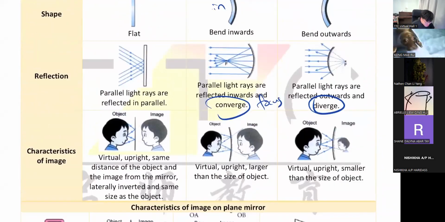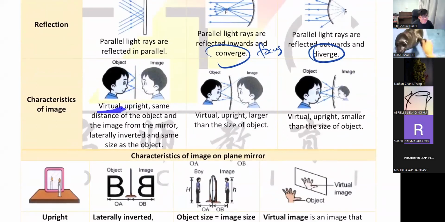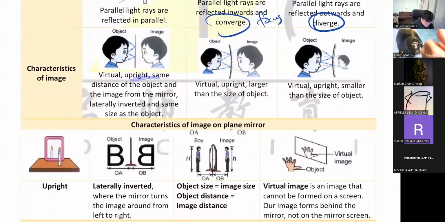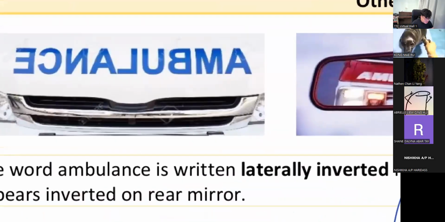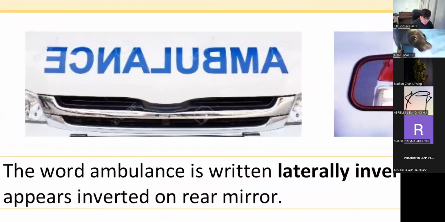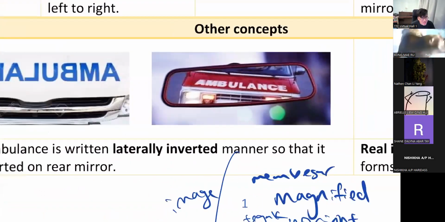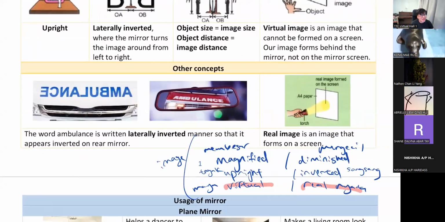So anyway, we look at mirror. They are virtual. They are upright. But they have no diminish or magnify. They are the same size. And then there's one more. They are laterally inverted. This is called songsang kiri kanan. That means they are not inverted this way, they are inverted this way. You know how an ambulance looks when it's on the car and when it's in your mirror, then it looks reversed. That's laterally inverted. Laterally, okay, fine, whatever. You get what I mean. Lateral means they go sideways.